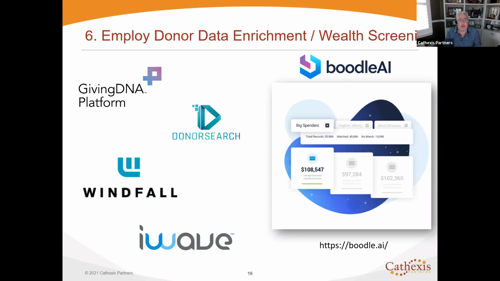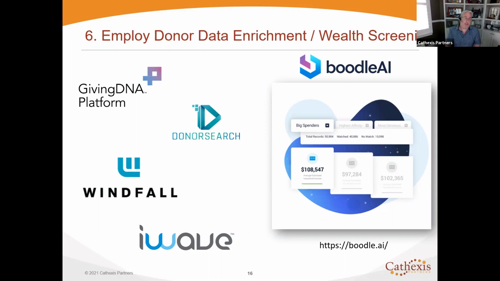For example, this screenshot is from Boodle AI. They have different ways that they look at it, but one of them is your big spenders, your high affinity, who have given to organizations like yours but haven't given to you yet. And then your most generous, who've given the biggest donations in general. That's just one little slice of the pie. There are a lot of different ways that you can use data enrichment tools.